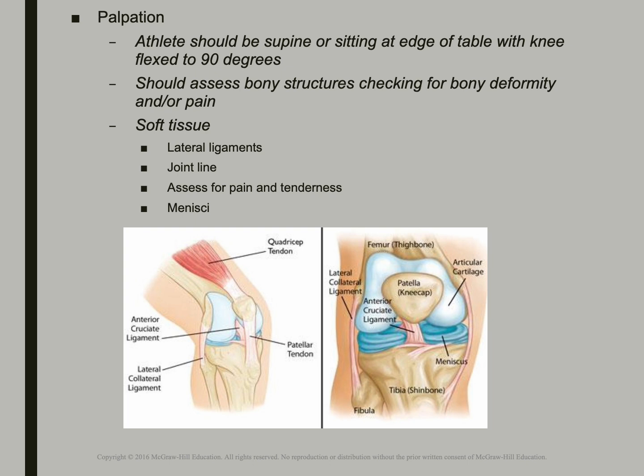Bony structures include the different areas of patella, fibular head, tibia, the tibial spine, etc. Soft tissues include the MCL, LCL, joint line, menisci, patellar tendons, etc.